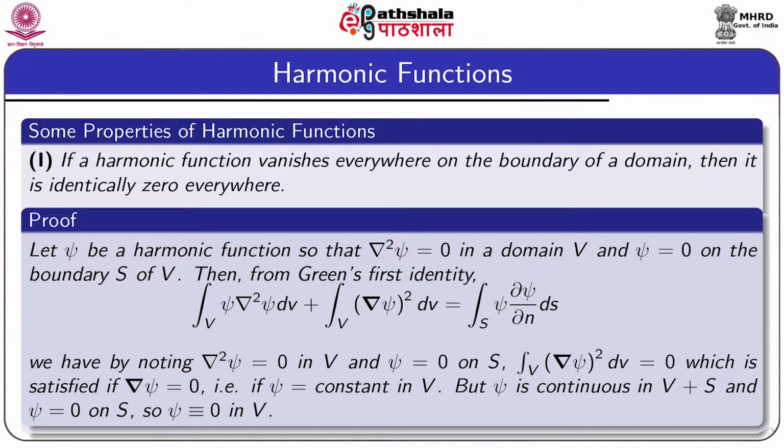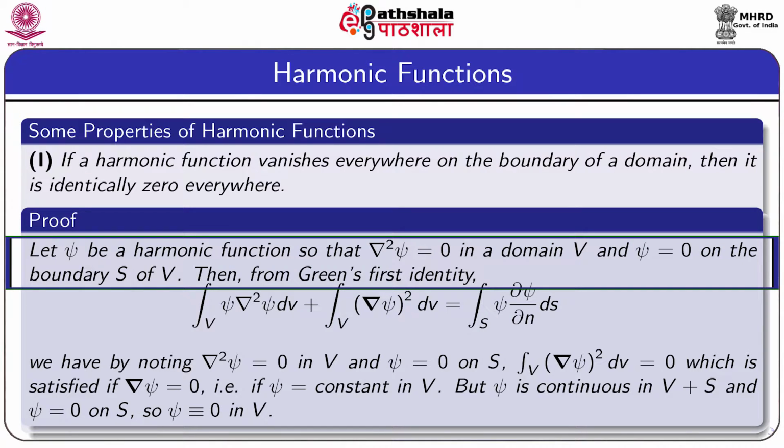I have already defined a harmonic function. Now, I am going to discuss some properties of harmonic functions. The first property, as written here: if a harmonic function vanishes everywhere on the boundary of a domain, then it is identically 0 everywhere. The proof is also given here.